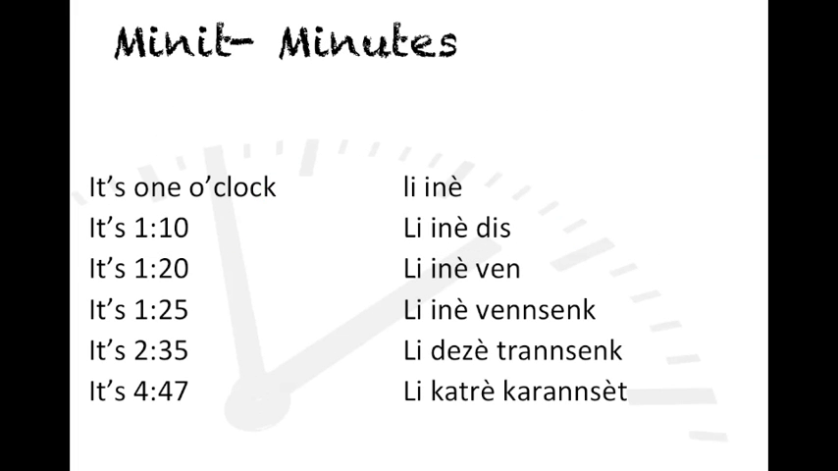So now we're going to go ahead and add minutes to the equation. If you guys could read with me and repeat. To say it's 1 o'clock, we're going to say li une heure. Now, if you want to say it's 1:10, we're going to say this. Li une heure 10. So whenever we're dealing with minutes, all we do is add the minutes after the hour. There is no preposition between the hour and minutes. To say it's 1:20, the same rule applies. So 1:20 would be une heure 20.